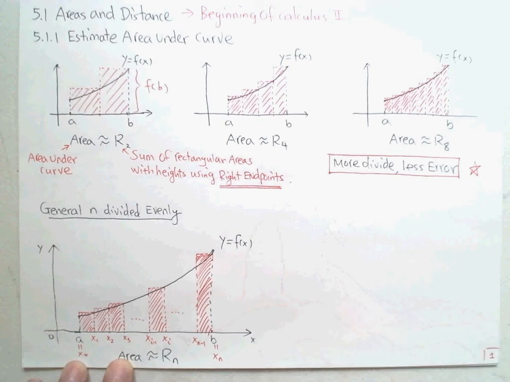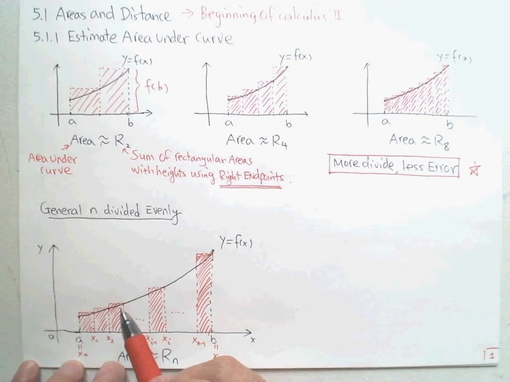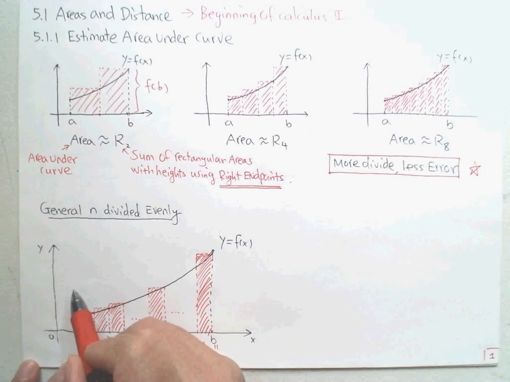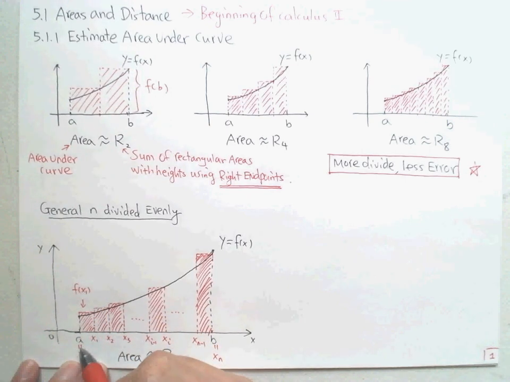We add the area of all the rectangles together. It's called the Riemann sum. So I put the height here. How high is the first? It is f at x1, not f at x0, the right point.